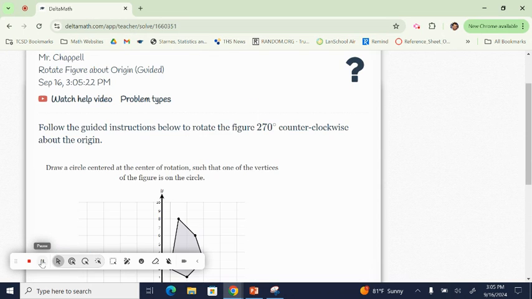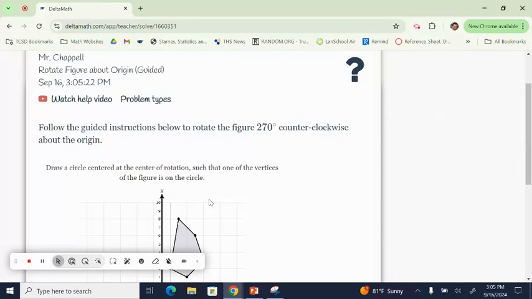Okay, the next one is rotate a figure about the origin. It says follow the guided instructions below to rotate the figure 270 degrees counterclockwise about the origin. Be aware that you will do multiples of 90 degrees. So 90 degrees, 180, 270. Just be aware of that, and I'll show you what that means as we go further.